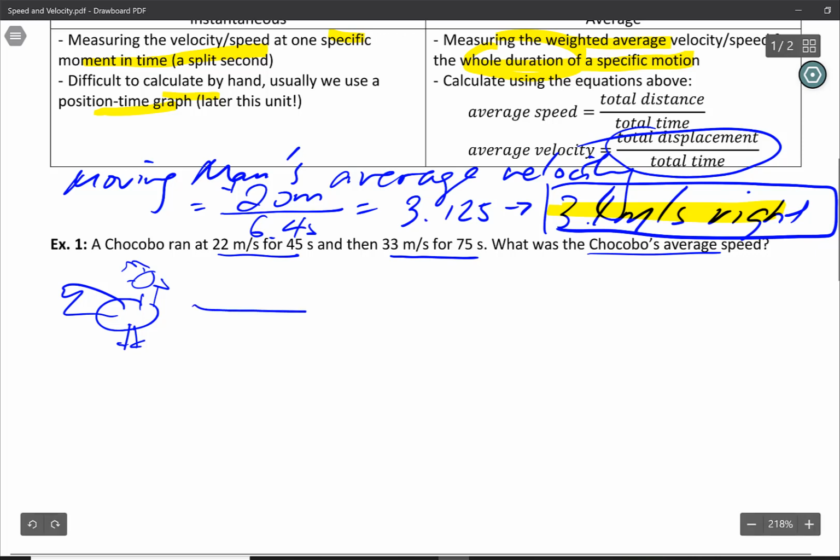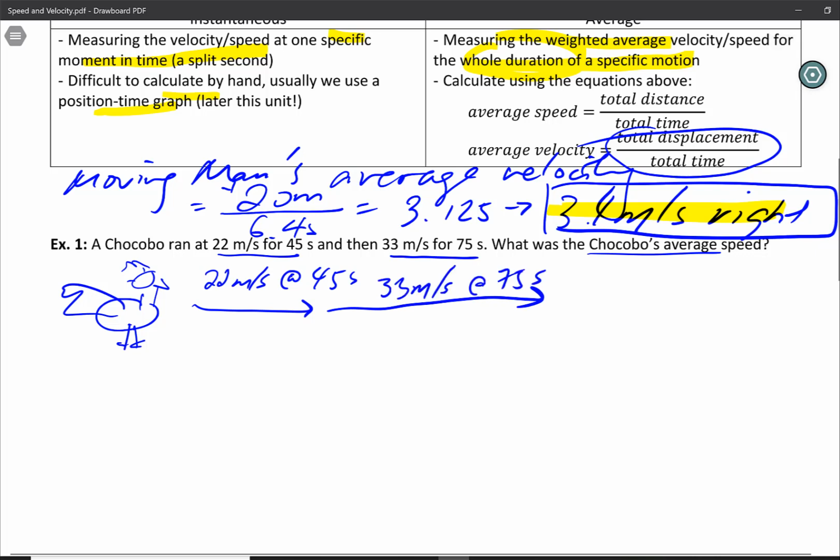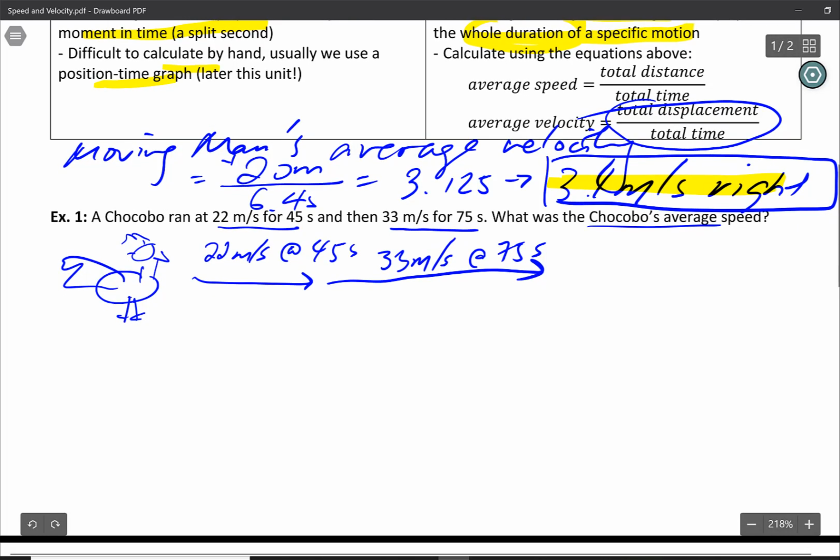So I'm going to represent that pictorially with a picture and a longer arrow for his second motion. Notice he traveled a longer distance in the second segment than the first one. You're wondering how did he speed up in such a short time? It's not quite possible, but for the sake of simplicity, let's say the chocobo right after 45 seconds jumps to 33 meters per second without any sort of speeding up. It was just an instantaneous change.